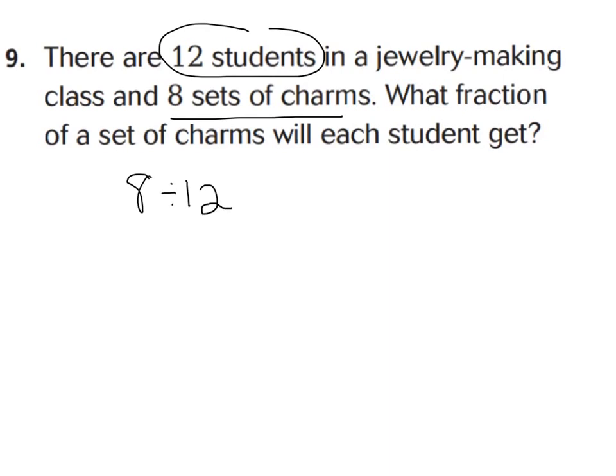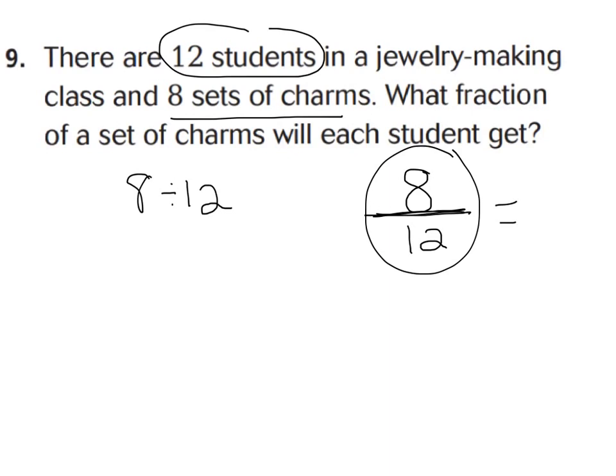So to write that as a fraction, you just put what you're dividing, which is your dividend, over 12. So each student will get 8/12 of the charms. You can also simplify that. I'm going to divide my numerator and denominator by the greatest common factor, which is 4, and each student would get 2/3 of the charms. And here's a model of why.